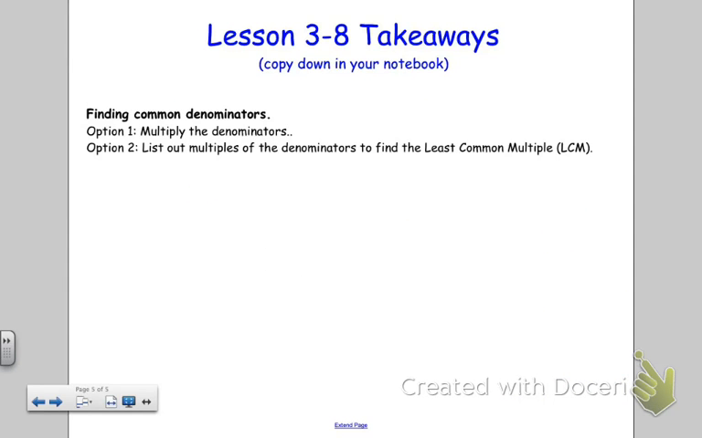So here are the takeaways. When you need to find a common denominator, option 1, you can multiply the denominators. You're guaranteed to get a common denominator just by multiplying the ones that you have. Or, if you don't want to worry about simplifying later on, list out the multiples of the denominators to find the least common multiple, also known as the least common denominator.